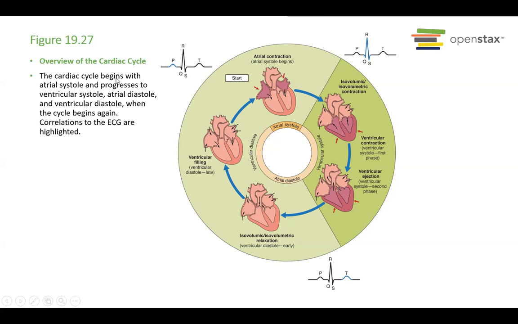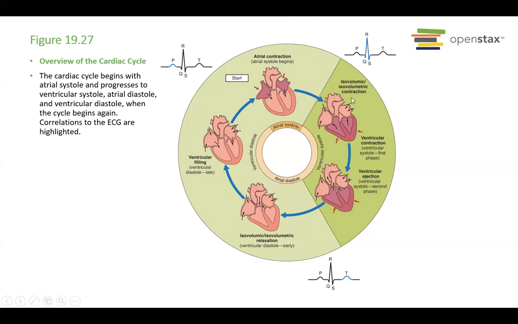The cardiac cycle begins with atrial systole. We compress the atria, and then there's atrial diastole. We relax the atria. That is represented by the P wave. So P wave, we're dealing with the atria. QRS, we're dealing with the ventricles. So atrial diastole and ventricular diastole, when the cycle begins again, correlate to the ECG that are highlighted. So here you see atrial contraction, you would have atrial systole beginning.